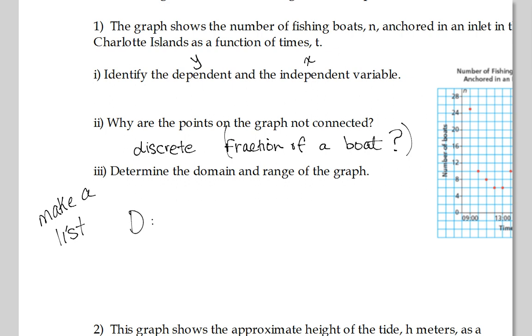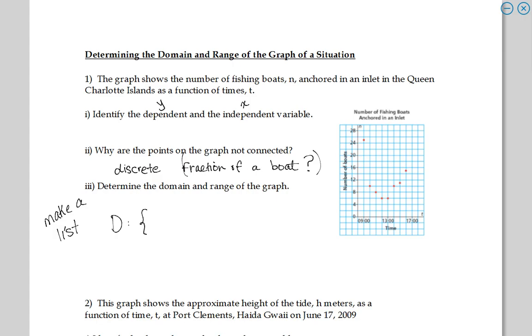So for the domain, which x values are okay? This looks like 9. What's this one? 10. And this one is 11. 12 and 13 we have here. 12, 13, 14 and 15. And 16. And you're done. Okay, so those are all the x values for this relationship.